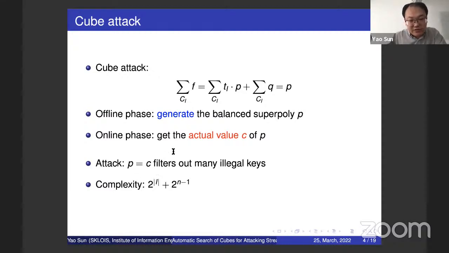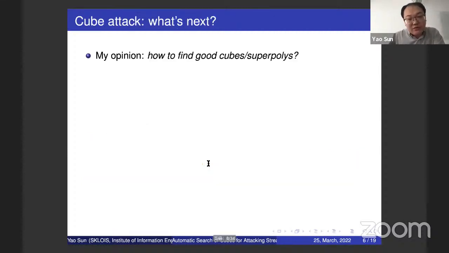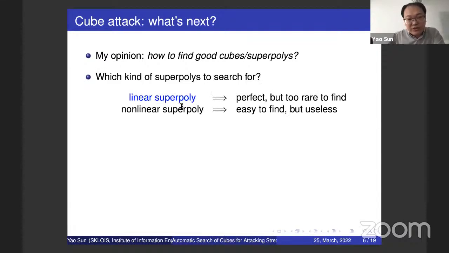Then how to generate the superpoly became the first problem to be solved in the cube attack. And this problem was finally solved by the three-subset division property without unknown subset. So what is the next problem to be solved in the cube attack? In my opinion, it is how to find good cubes or superpolies. Clearly, linear superpolies are perfect, but they are hard to find.